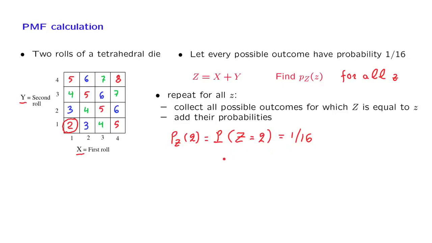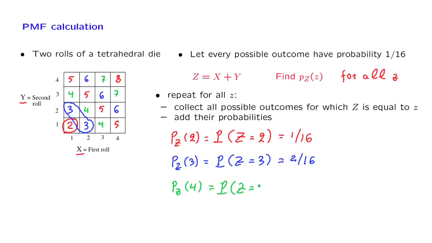We can continue the same way for other values of little z. So for example, the value of the PMF at little z equal to 3. This is the probability that our random variable takes the value of 3. This is an event that can happen in two ways. It corresponds to two outcomes, and so it has probability 2 over 16. Continuing similarly, the probability that our random variable takes the value of 4 is equal to 3 over 16, and we can continue this way and calculate the remaining entries of our PMF.